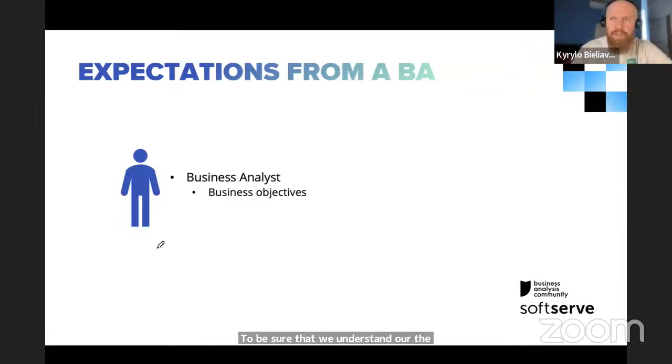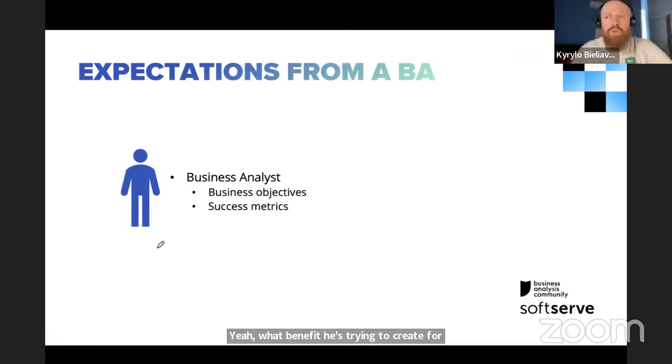What is he trying to reach with implementing this solution? What benefit is he trying to create for himself, or what opportunities? Also success metrics: if we can measure or understand whether our project was successful, whether we can deliver a certain value, and if we can definitely say that we did that.